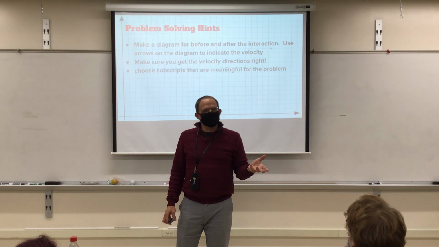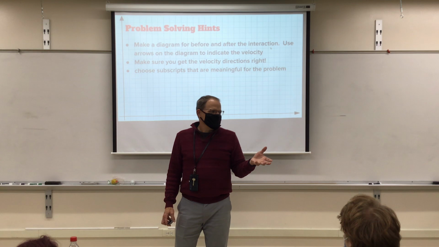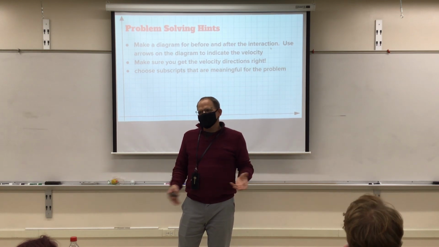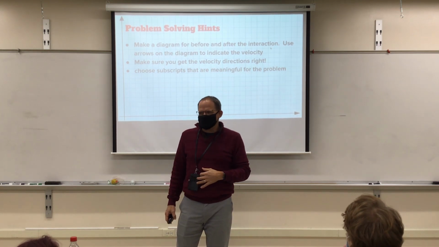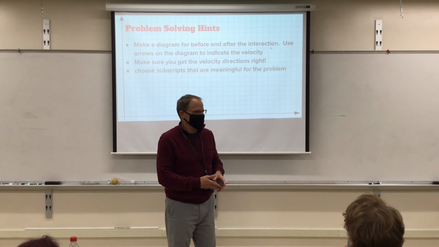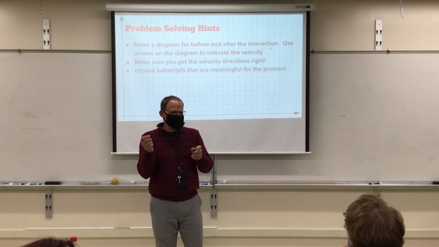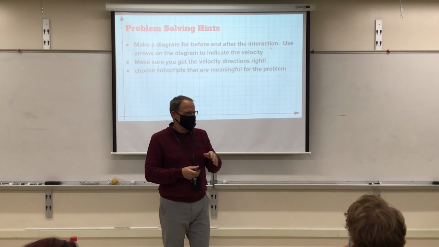Well, maybe the block is made out of wood. You could use B for bullet and W for wood, right? You're going to get confused with subscripts, so just make it as easy on yourself as you can. I've seen people use capital B and little b, and then they forget which one was which, and they switch them, and it's a big mess.